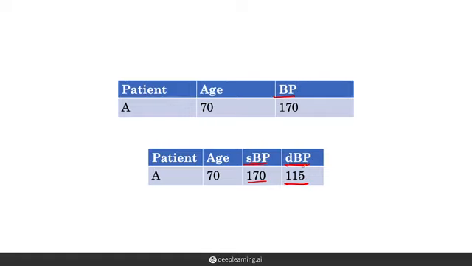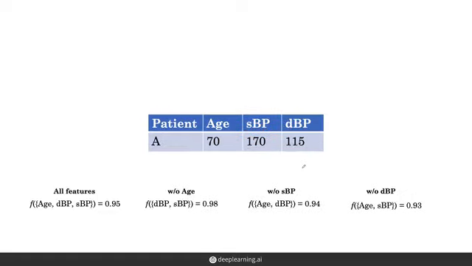Instead, here's what happens. Like before, we look at the risk prediction of a model that uses all features as input for this patient. We also look at the risk prediction of the three models, which don't include the age, the systolic blood pressure, and the diastolic blood pressure features. Notice this time, at least one of the two blood pressure measurements is always in the feature set, so we always see a high prediction of risk.